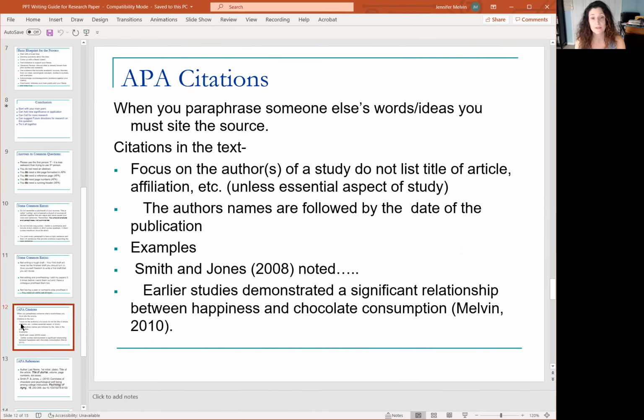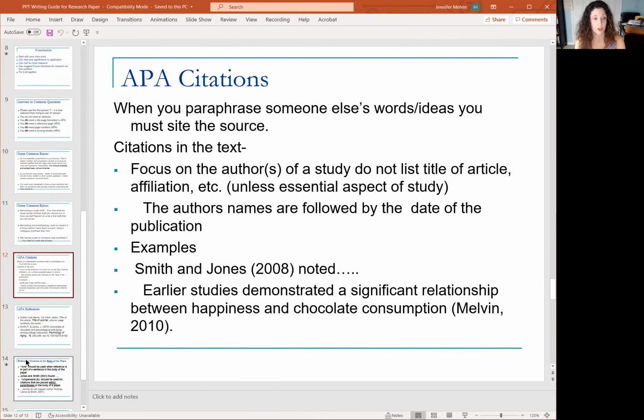All right, the last few slides here are about APA, and you can take a look at these on your own. I have a few examples of how you can do citations either at the beginning of the sentence or at the end.